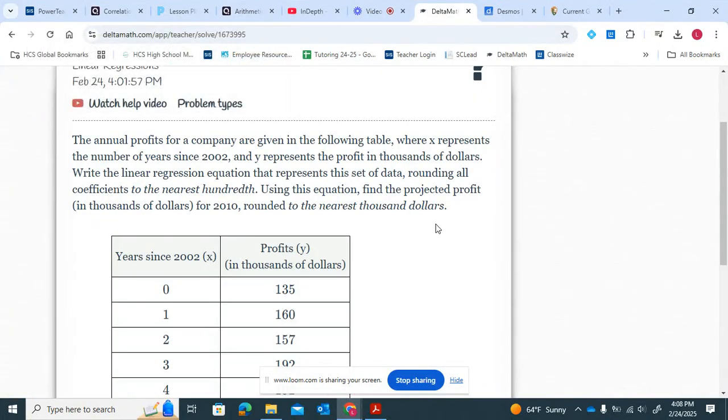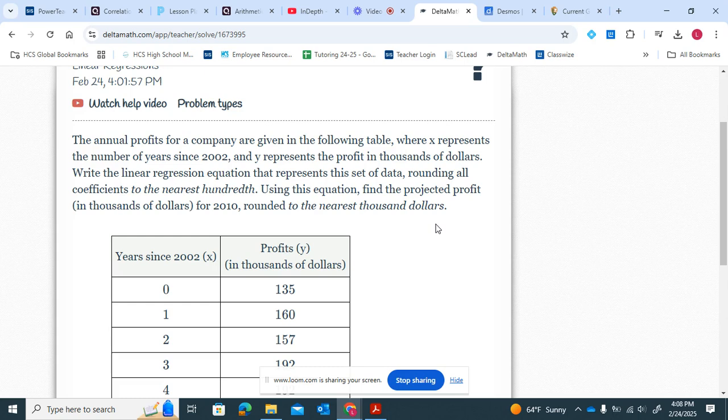All right, so I want to go over some linear regression questions on Delta Math. They could be kind of confusing, and these last three sections are probably the most difficult questions on Delta Math. So hopefully you watched part 2 of my linear regression notes video, which talks about what to do if you're given a year.